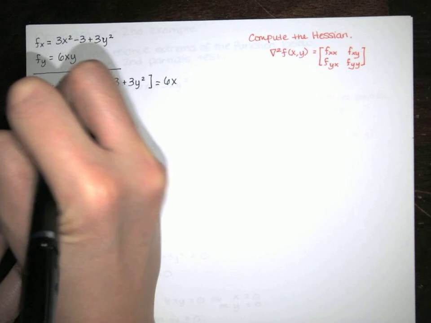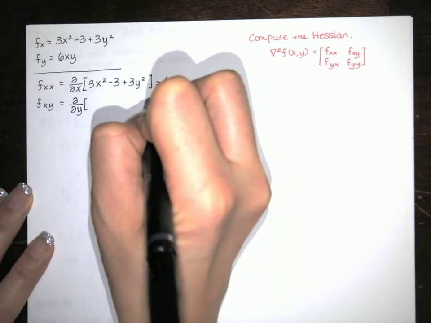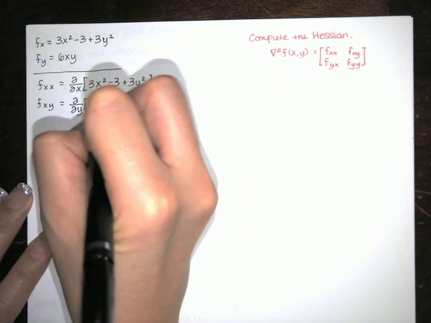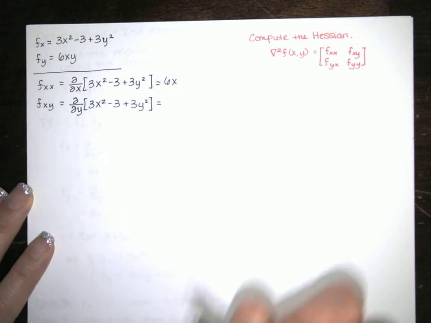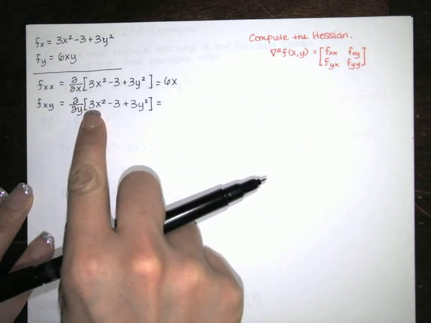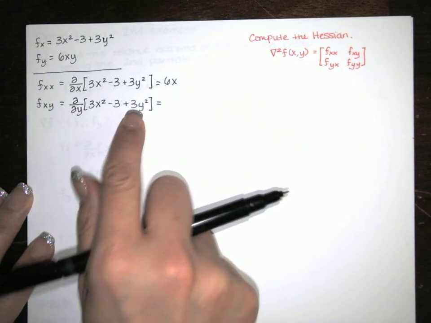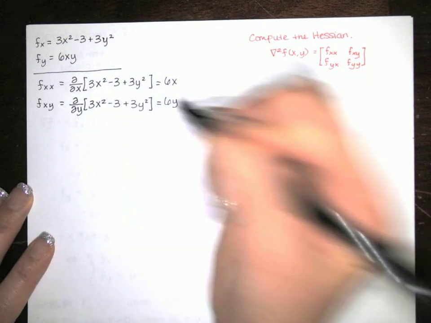Partial with respect to x and then y means you take the partial derivative with respect to y of the partial of f with respect to x. Okay, there's no y in that, so we get 0. There's no y in that, so we get 0. Here, the derivative with respect to y is 6y.